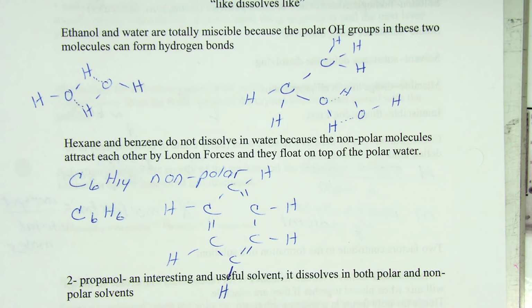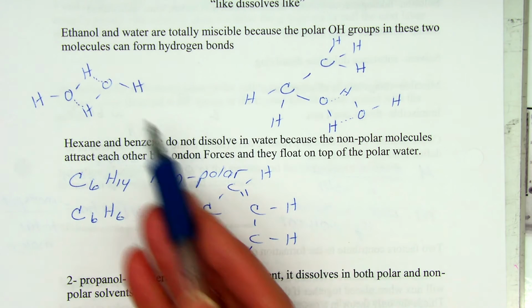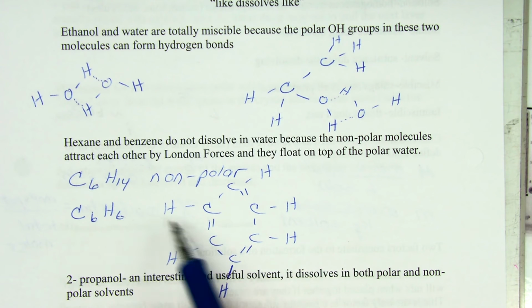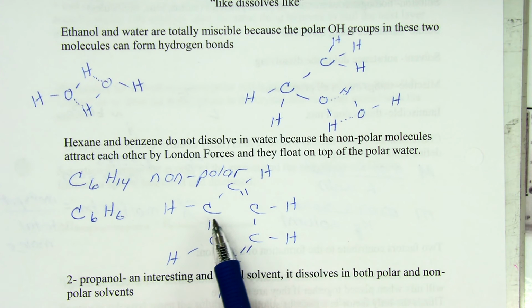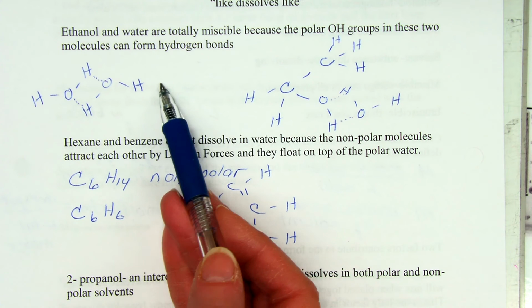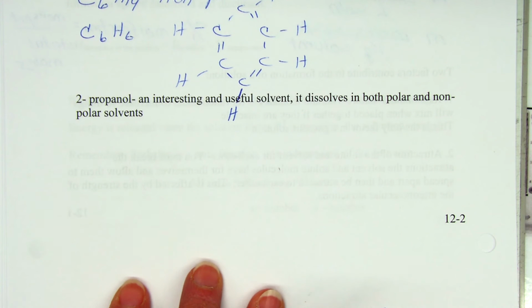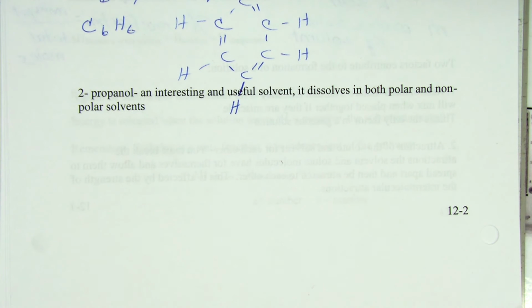So we think of ethanol and water as alike. Hexane and benzene are alike, but hexane or benzene are not like ethanol and water, so they would not mix. So we introduced 2-propanol, which is my favorite solvent. It's a really interesting and very useful solvent, and most of you have this in your house.